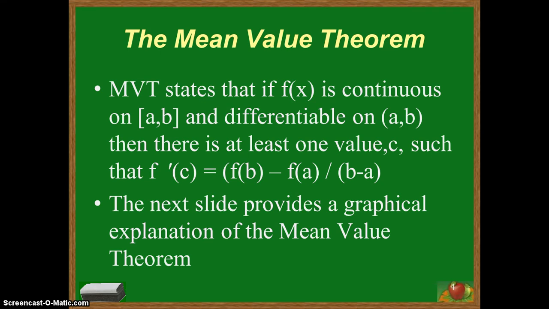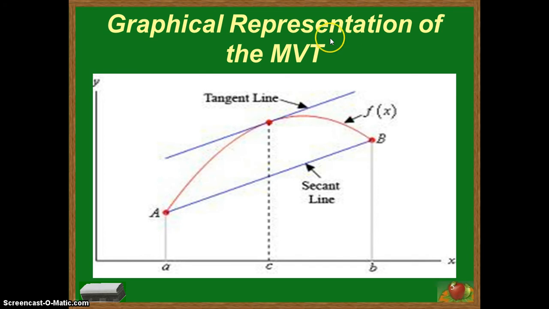The next slide provides a graphical explanation of the MVT. Here we have our function, outlined in red. Notice that at the endpoints, we have a and b, and the slope of this secant line, which is f of b minus f of a over b minus a. There has to be some point, if the function is continuous, where the slope at some point c, the slope of the tangent, the derivative, is parallel to the slope of the secant line, meaning they have the same slopes. Therefore, they would be equal.